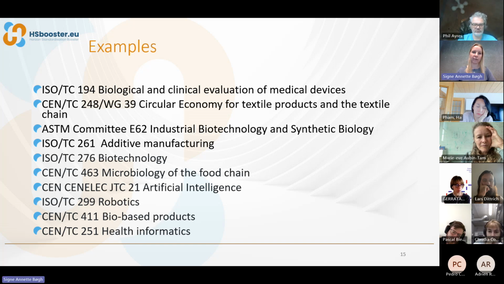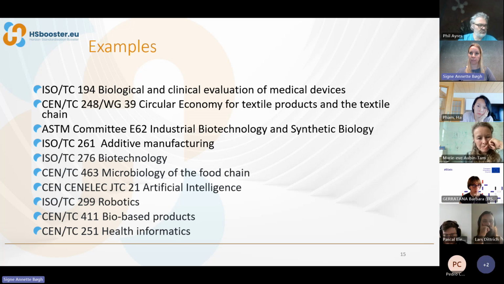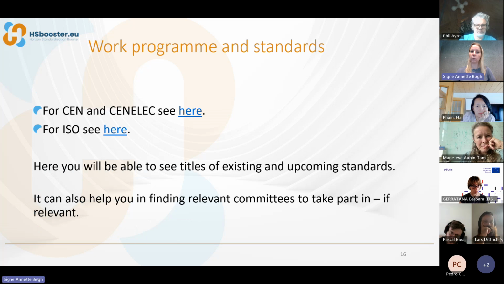So I hope that I at least somewhat got it right in regard to finding the right committees for you. These are just examples. We have many more. Like mentioned before, we have more than 1,000 technical committees. So I'm pretty sure that you'll be able to find some that could be interesting for you. If you would like to see more about what's going on in these committees, because we don't have time for that today, I have put in some links here that you may follow.